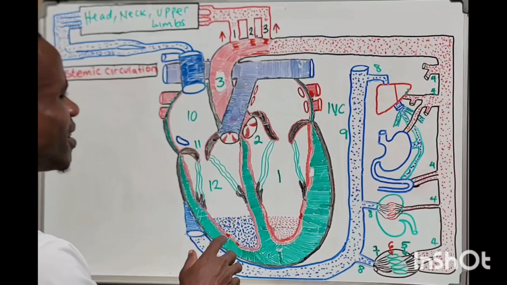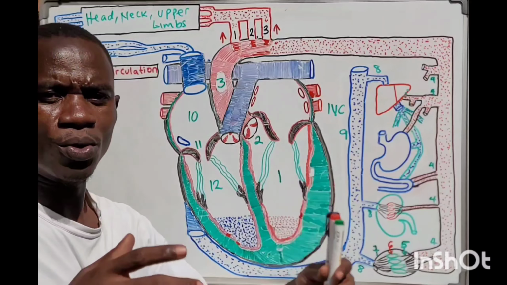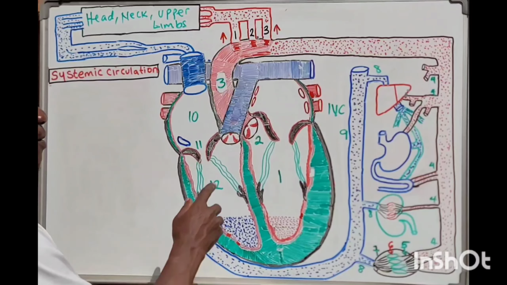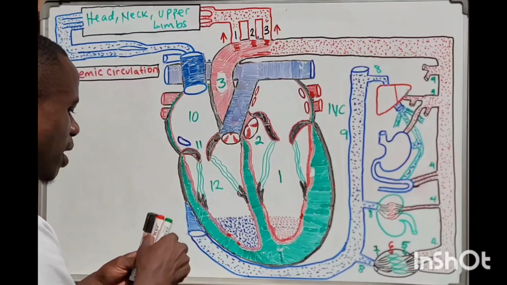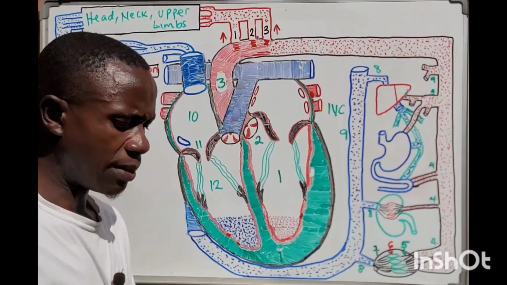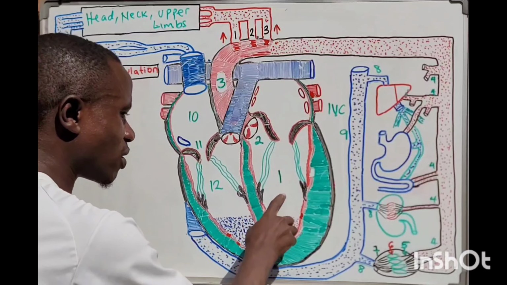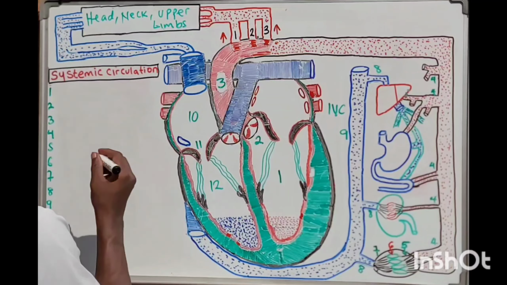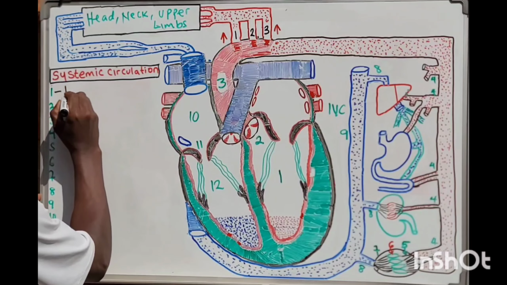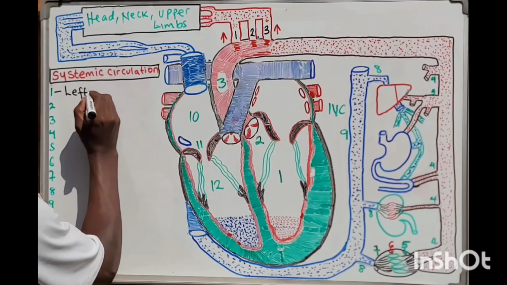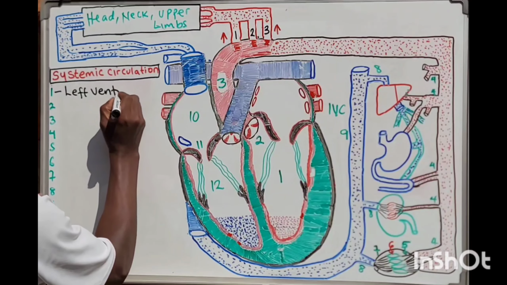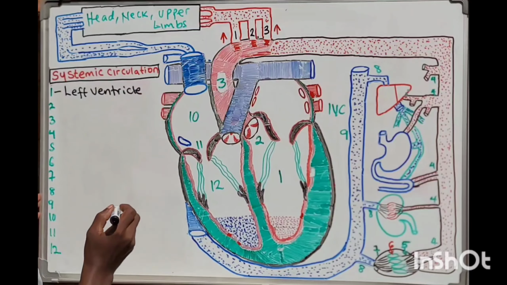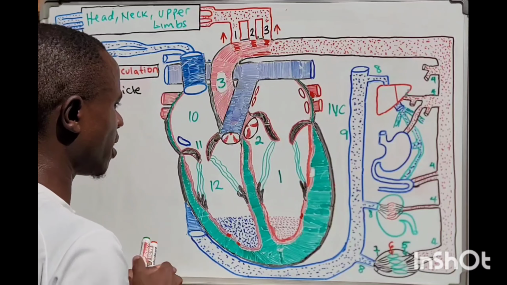So now, having seen all that, let's put all that in writing. We said we have step number 1 up to number 12. So now, step number one, we said it was the left ventricle. Okay, it was the left ventricle.